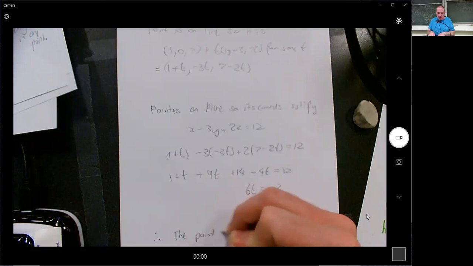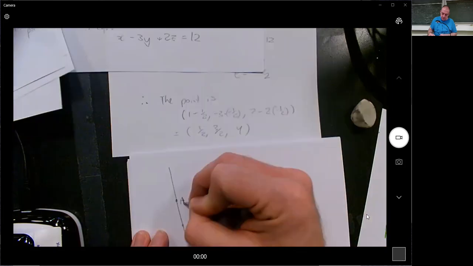And so I've got that 1 plus t minus 3 lots of minus 3t plus 2 lots of 7 minus 2t is supposed to be 12. And that should tell me what t is if I'm careful. 10t minus 4t is 6t, 12 minus 14 would be negative 2, minus 1 would be negative 3, and so t is in fact minus a half. I had the algebra right there. I wasn't paying attention just a second. 9t plus minus 4t, 1 plus 9 is 10 minus 4 is 6. 12 minus 14 is negative 2, minus another 1 is negative 3. So 6t is minus 3.